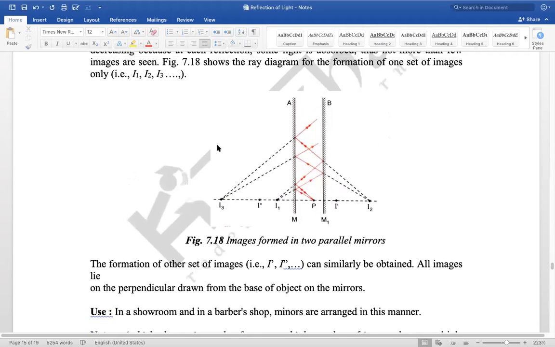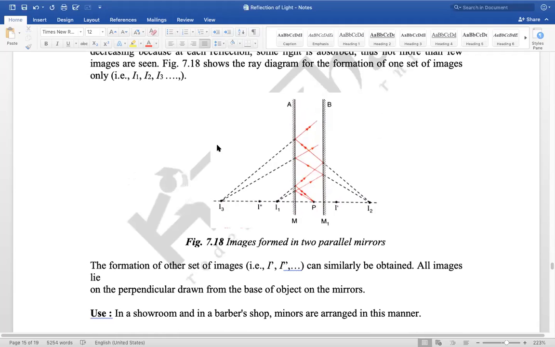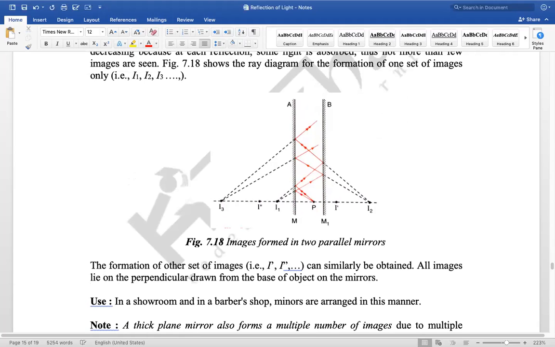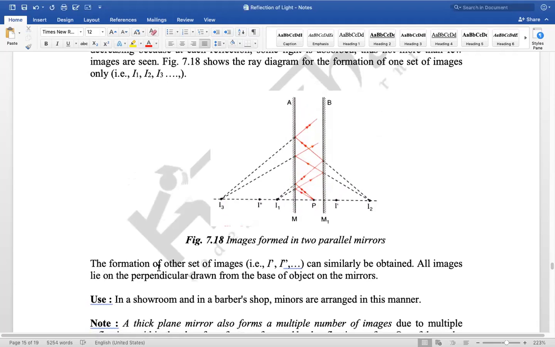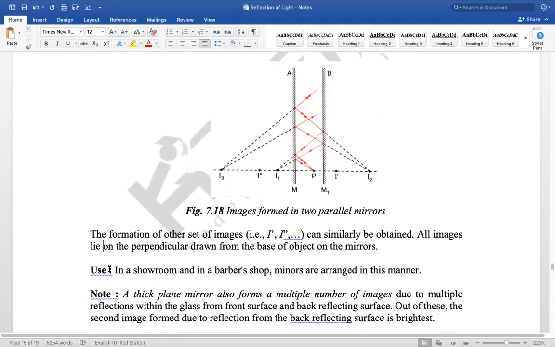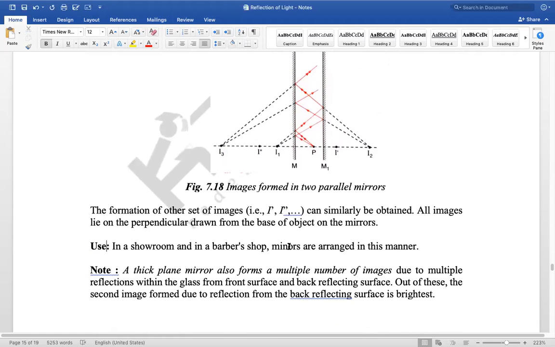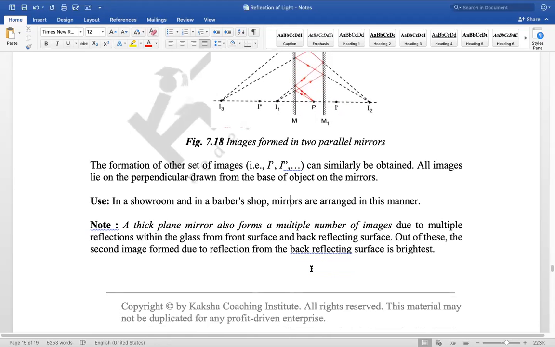Now the formation of the other set of images, that is I dash, I double dash, can similarly be obtained. All images lie on the perpendicular drawn from the base of the object on the mirrors. Uses: in a showroom and in a barber shop, mirrors are arranged in this manner.